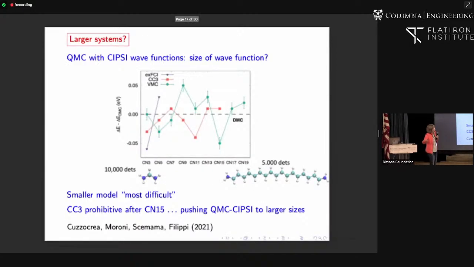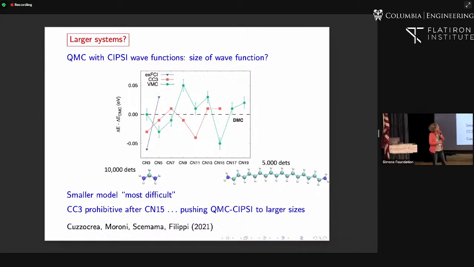Now, of course, so far I've shown you small systems. So now we have been trying to actually go to larger systems. Again, these are toy problems. Again, this cyanine: we go from the smallest one and we lengthen it, and finally we start to be in a regime where even coupled cluster up to third order, though it's approximate, starts to be too costly. So we don't have a reference.